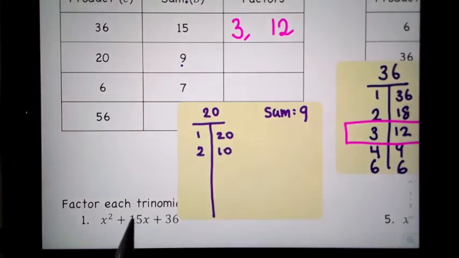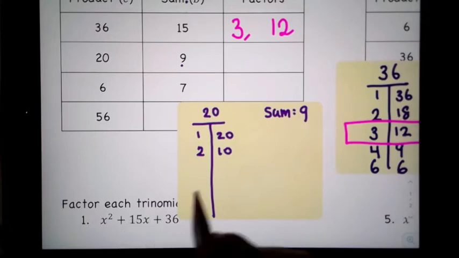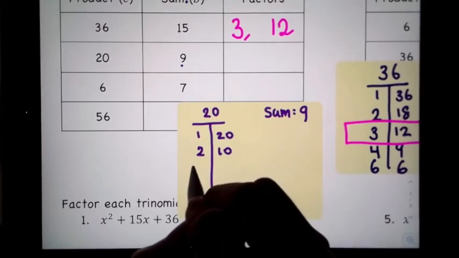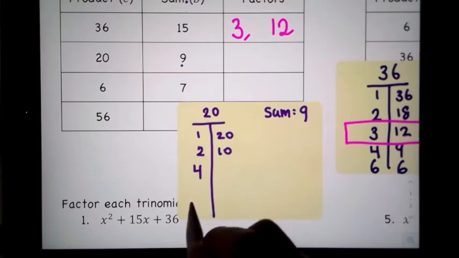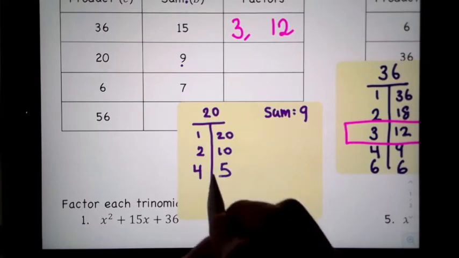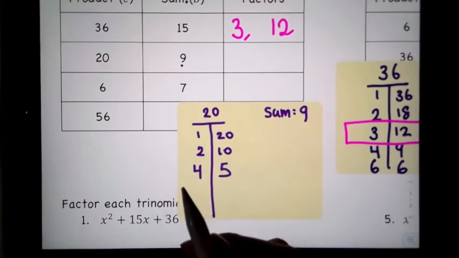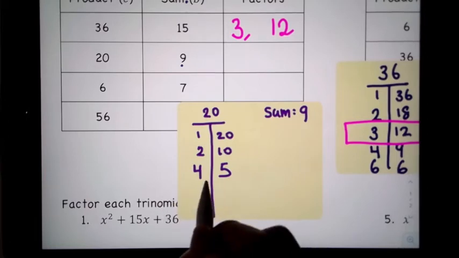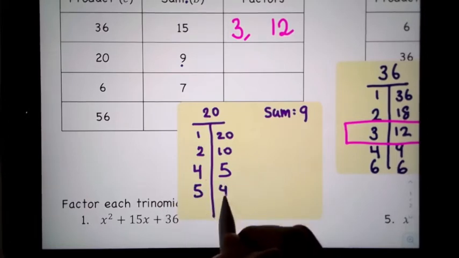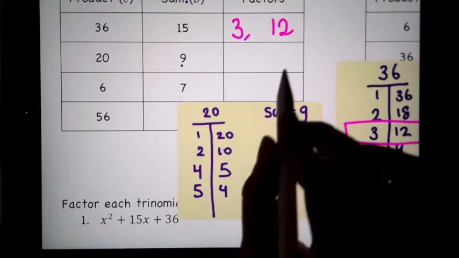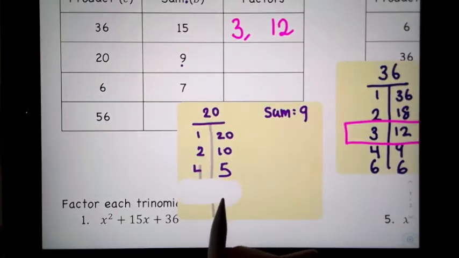And 3, does it work? 20 divided by 3? It's not, right? So 3 skip. And 4, and what? 20 divided by 4, then you get 5. And then when you try the next number, 20 divided by 5, then you will get 4. So 5, 4, you will get the same number. So I'm not going to write that one because that's the same thing.